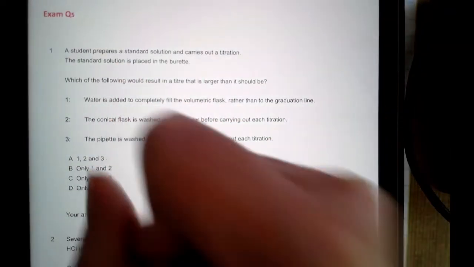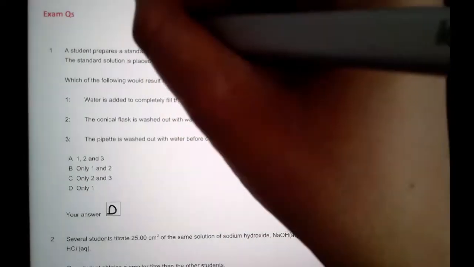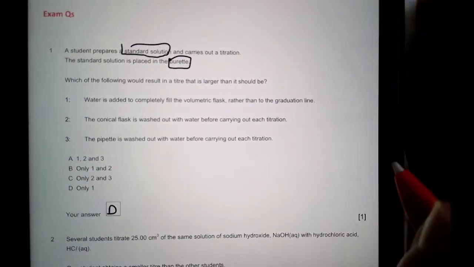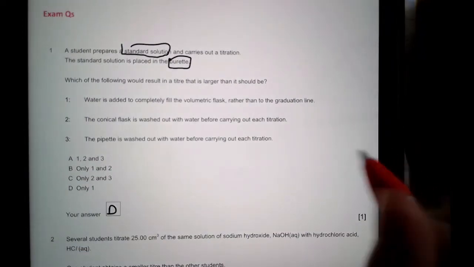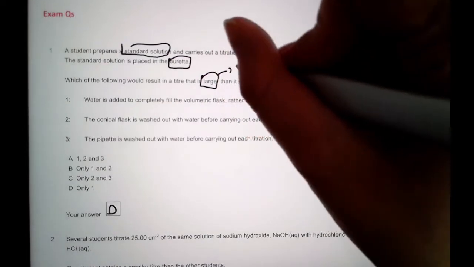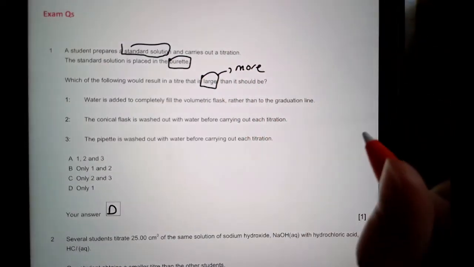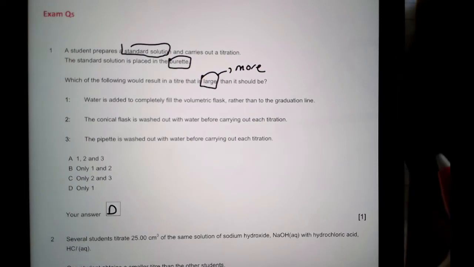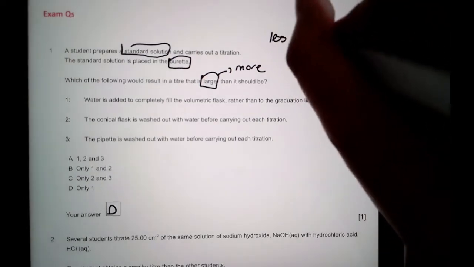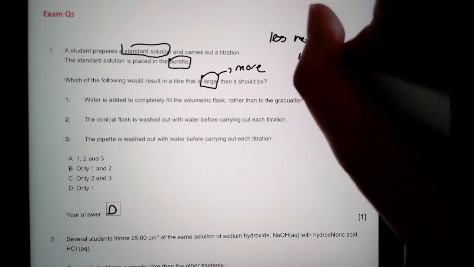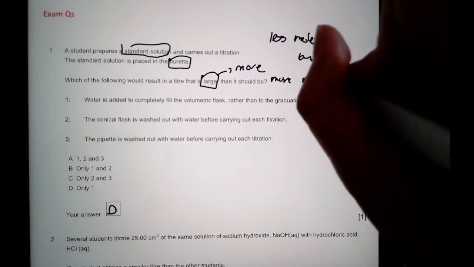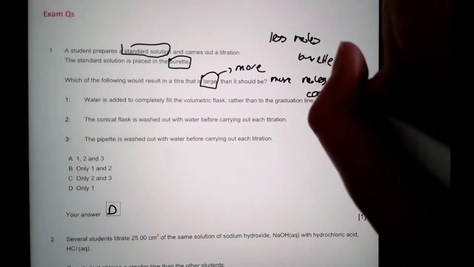I'll just quickly run through why that is. They tell you that the standard solution has gone into the burette. So the thing that you've just made up in the volumetric flask, that's what's in the burette. And they're saying that the titer is larger than it should be. In other words, you needed to add more from the burette than what other people did. And if you're adding more from the burette, that means that you must have less moles in the burette than you're supposed to, or you have more moles in the conical flask than you are supposed to.